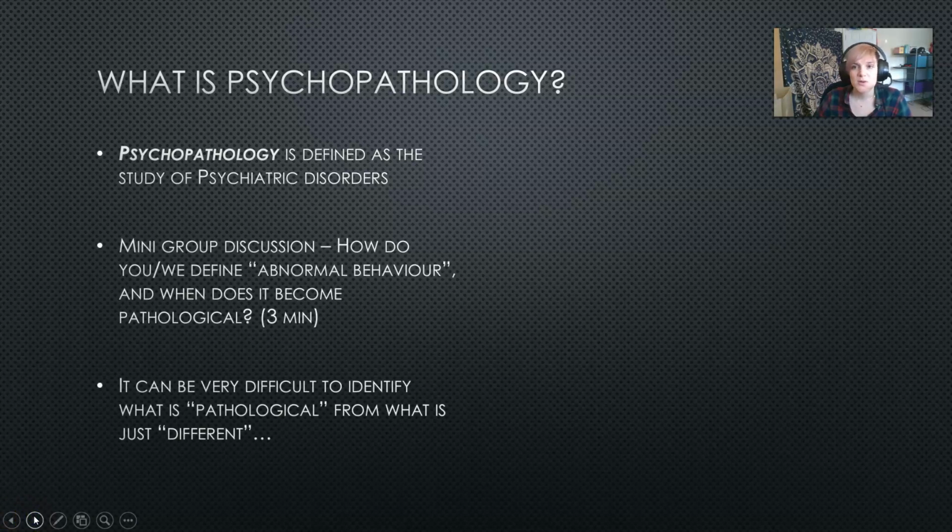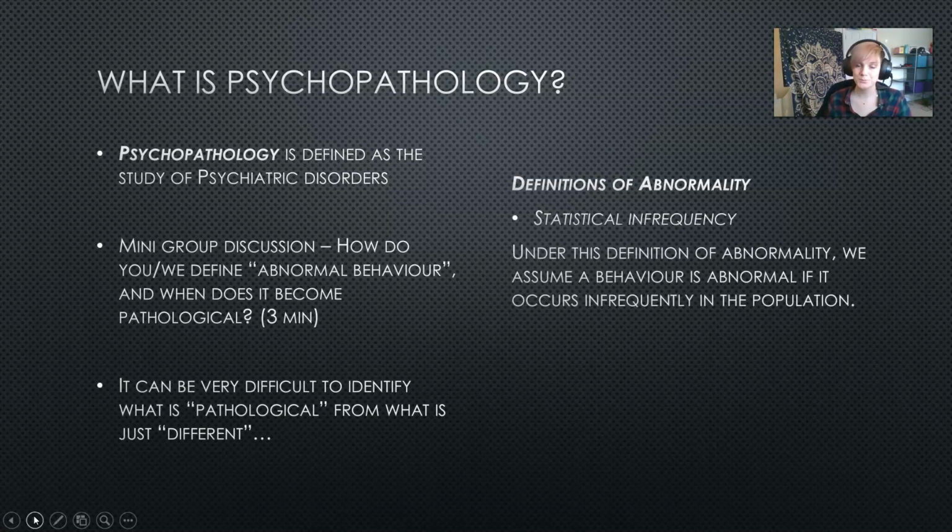What is abnormal and what is pathological can be very difficult to define. Sometimes people are abnormal, but they are completely mentally healthy, and sometimes people can appear completely typical, but actually be engaging in pathological behaviours. So it's very difficult to identify what is pathological from what is just different. There are some ways, however, that we can try and identify what is pathologically abnormal.